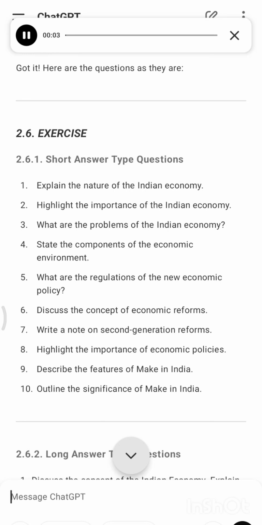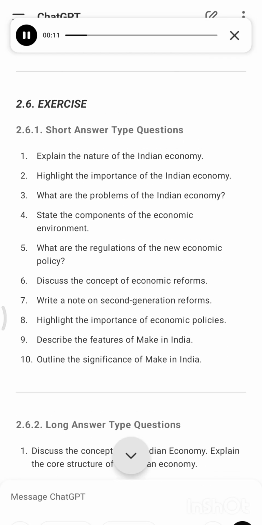TAF 2.6, Exercise 2.6.1, Short Answer Type Questions. 1. Explain the nature of the Indian economy. 2. Highlight the importance of the Indian economy. 3. What are the problems of the Indian economy? 4. State the components of the economic environment. 5. What are the regulations of the new economic policy?